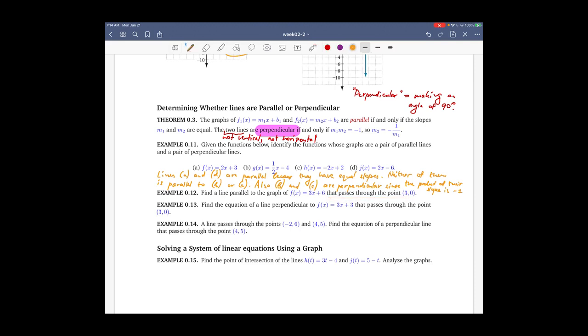So using point slope, we can write that the desired line is y minus the y coordinate of the given point, which is 0, equals slope, which is 3, times x minus the x coordinate of the given point, which is 3. And of course, that means that the slope-intercept form of that line is y equals 3x minus 9.